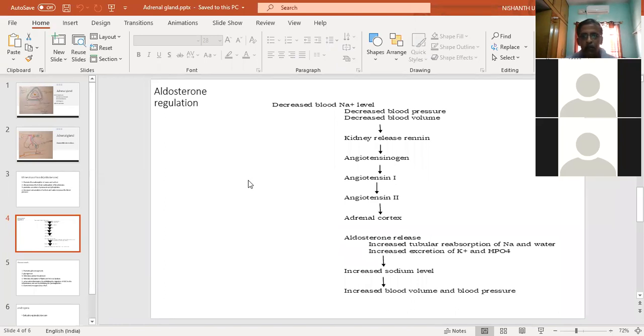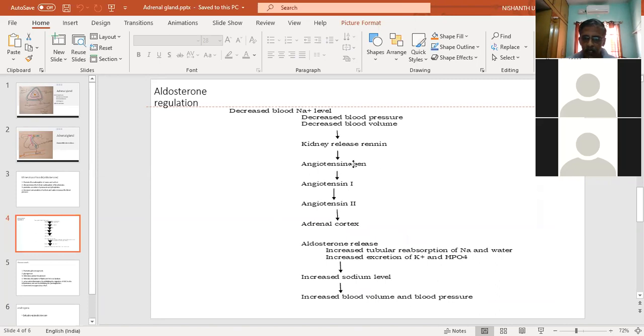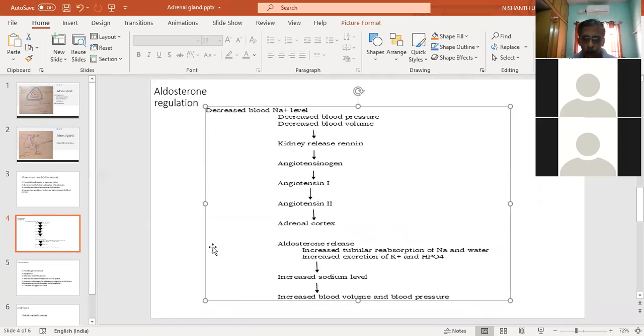When our blood sodium level is very low, our blood pressure is very low, and our blood volume is very low, automatically the kidney will start to produce one particular protein or hormone that is called renin. Once renin is released in the kidney, it will enter the blood circulation. It reaches the liver, where the liver is continuously producing one particular protein called Angiotensinogen. And what renin will do, it will convert this Angiotensinogen into Angiotensin 1.